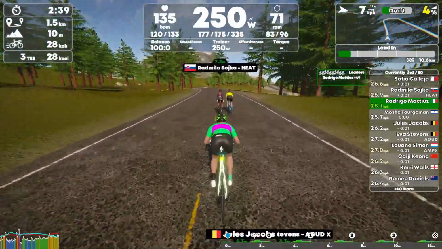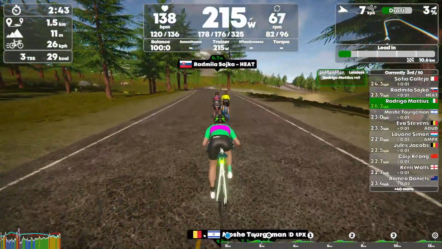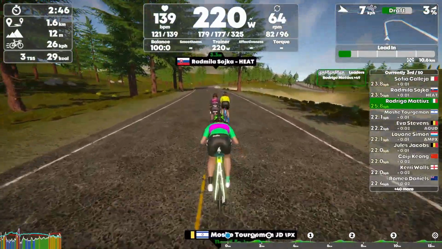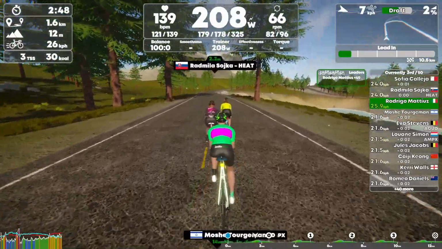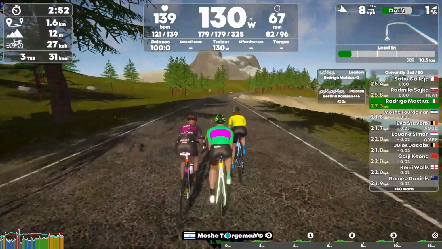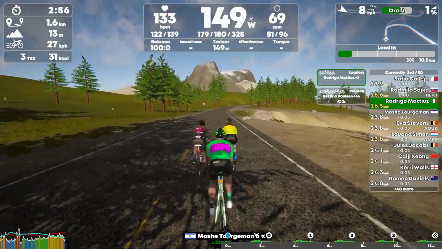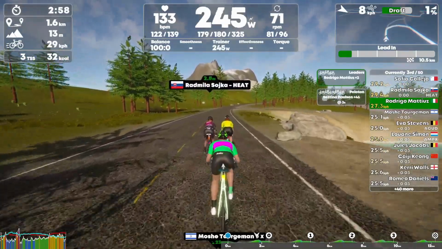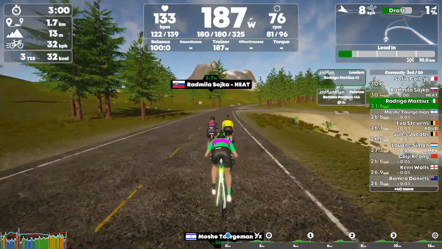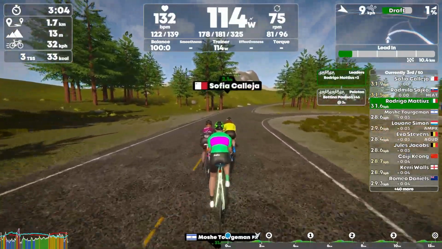The plan for this race is to try to stay at the front, because I don't really know what's going on in these races, this being my first race. So I always try to stay at the front, so I have an idea what's going on. At the moment we did just a bit of the mountain. It's 3 of us: Rodmilla and Sofia, and me, a bit at the front.